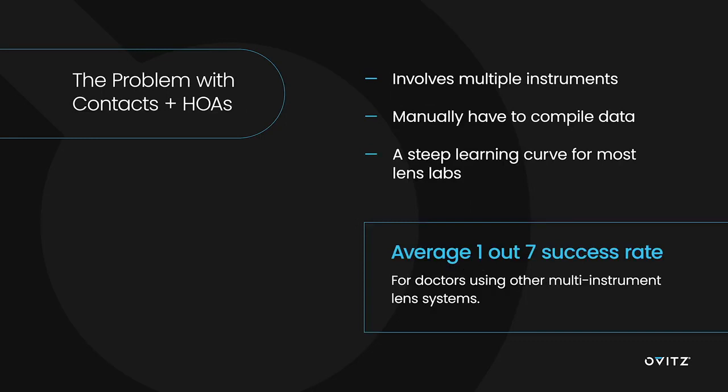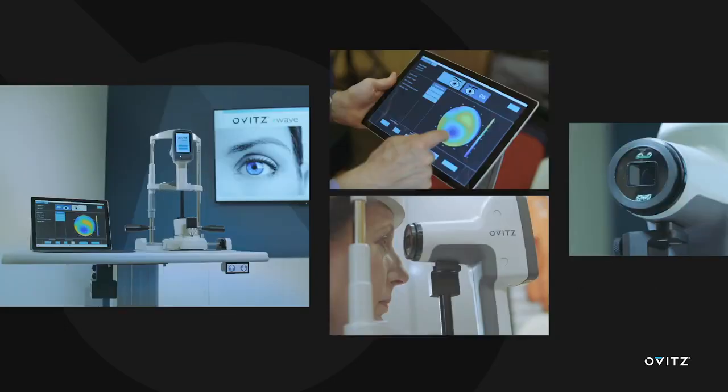You may have heard about other doctors' experience with correcting higher order aberrations with contacts. It's a complex process involving multiple instruments, manually compiling data, and a steep learning curve for the lens lab. In the end, it had an average of 1 out of 7 success rate, wasting time and money. We engineered a product to solve all of these problems.